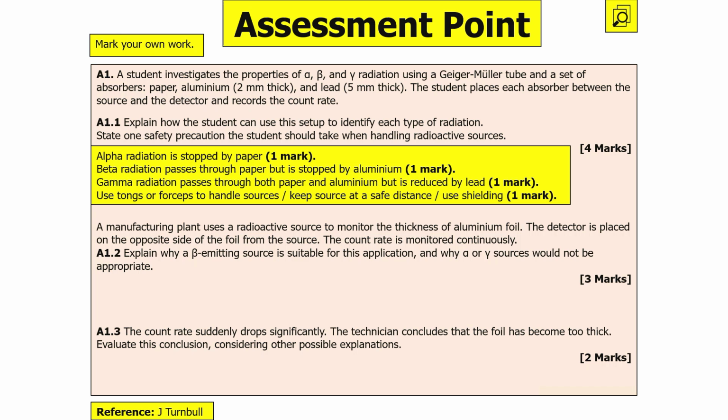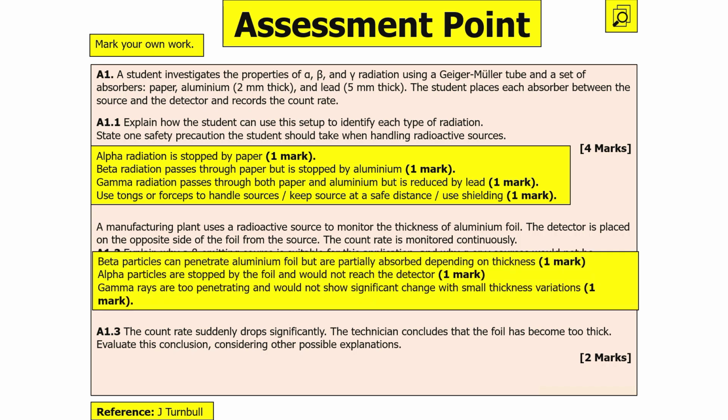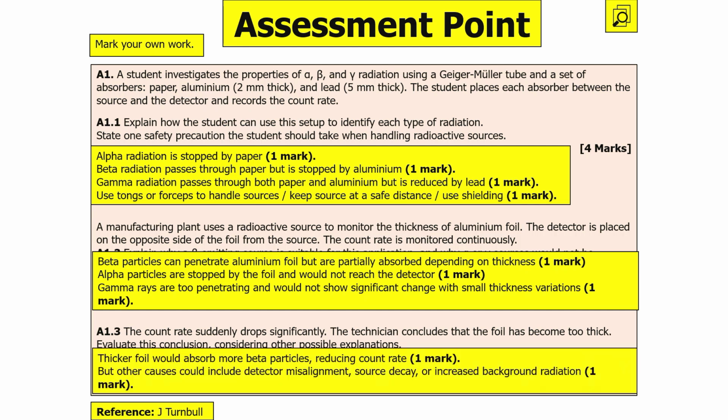use some shielding. Now the beta particles can penetrate aluminium foil but will be partially absorbed depending on its thickness. The alpha particles are stopped by the foil and wouldn't reach the detector. The gamma rays are too penetrating and will not show any significant change with the thickness variations of aluminium. Finally, thicker foil would absorb more particles, reducing the count rate, but other causes could include the detector being misaligned, the source having decayed, or an increased background radiation.